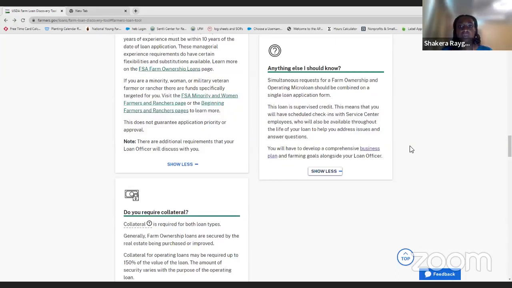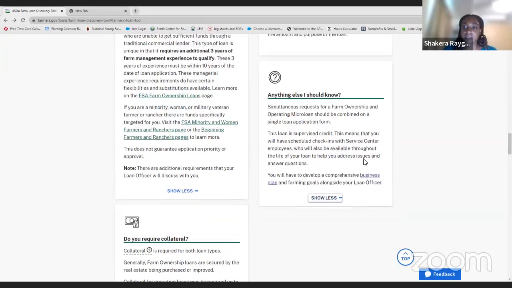The farm ownership and operating microloan should be combined on a single loan application. So if you're applying for both types, there's just one application packet that you can use for both. And the loan is supervised credit. So this means that you will have some check-ins with the service center employees, and they will be available throughout the life of your loan to help address issues and answer questions.